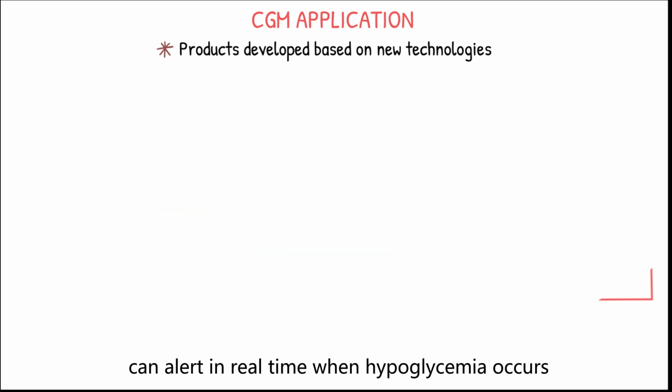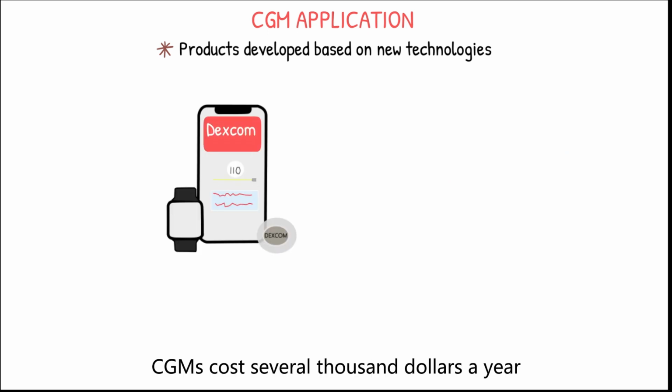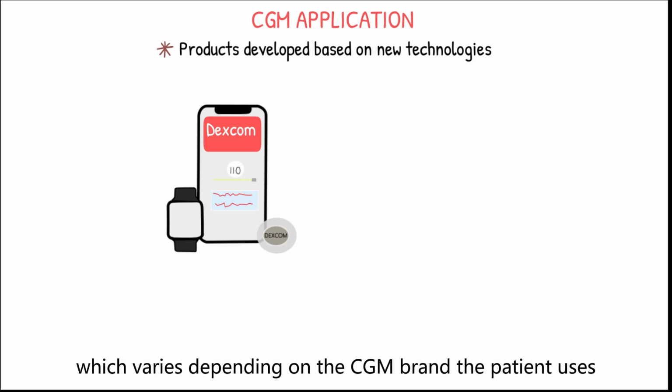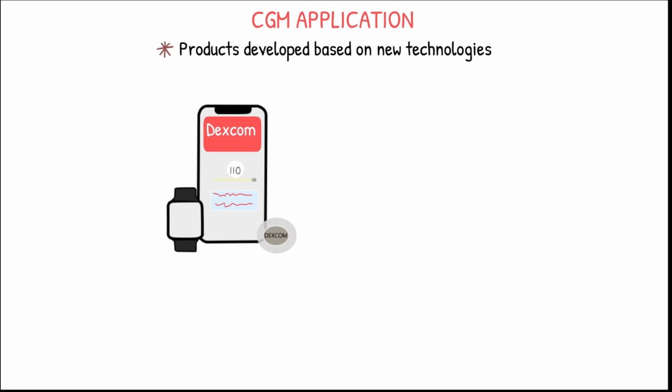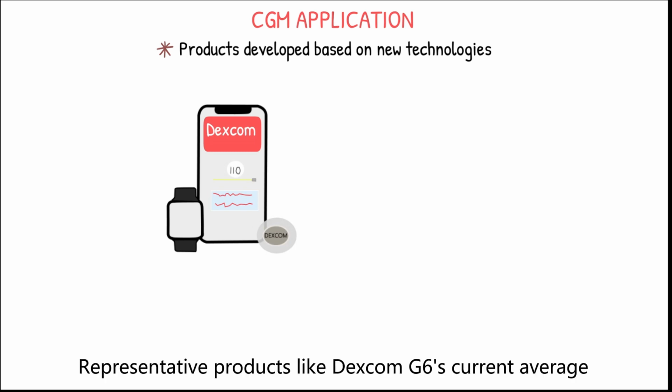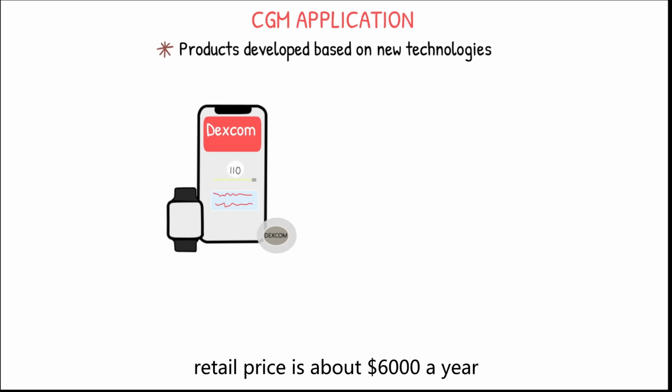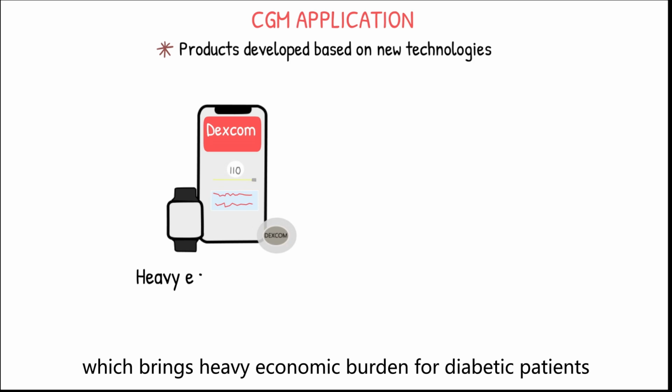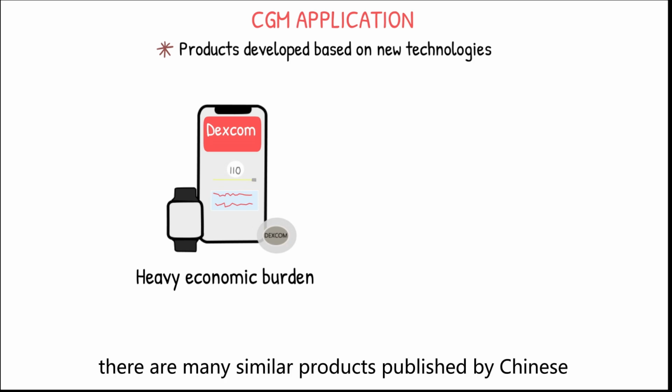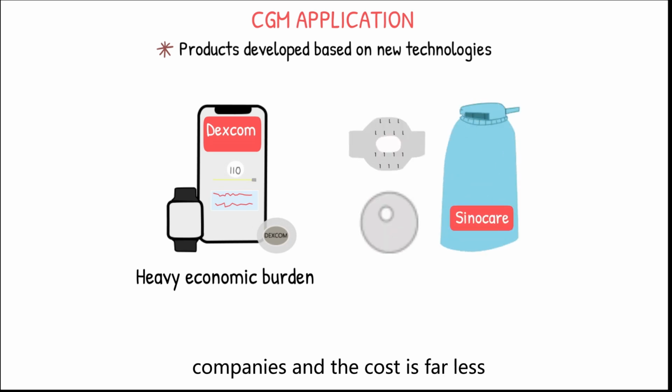hypoglycemia occurs. In the US, CGMs cost several $1,000s a year, which varies depending on the CGM brand the patient uses. Representative products like Dexcom G6's current average retail price is about $6,000 a year, which brings heavy economic burden for diabetic patients. Fortunately, there are many similar products published by Chinese companies, and the cost is far less.